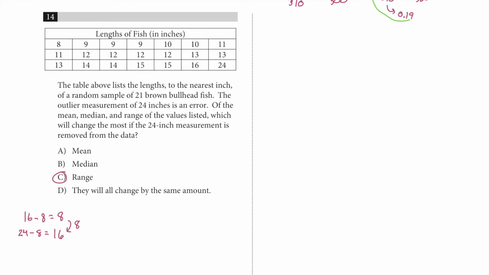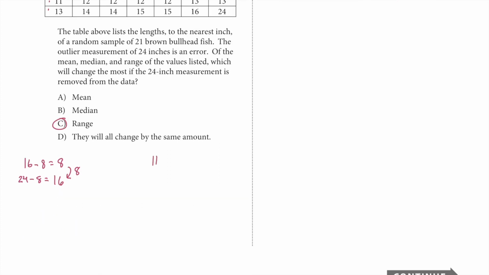But just to prove it, we can add everything up without the 24 and with the 24 and see what happens. So we have 8 plus 9 times 3 plus 10 times 2 plus 11 times 2 plus 12 times 4 plus 13 times 3 plus 14 times 2 plus 15 times 2 plus 16. That's 238. We have 1, 2, 3, 4, 5, 6, 7. By 3 is 21, but we took out the 24, so we have 20. Our average without the 24 is 11.9.